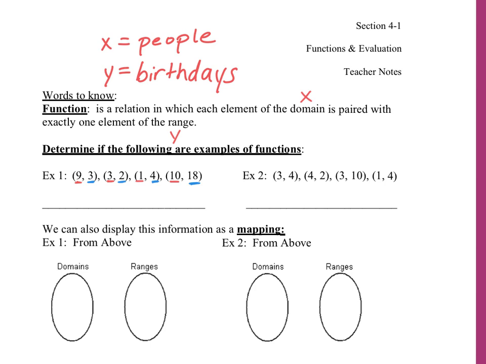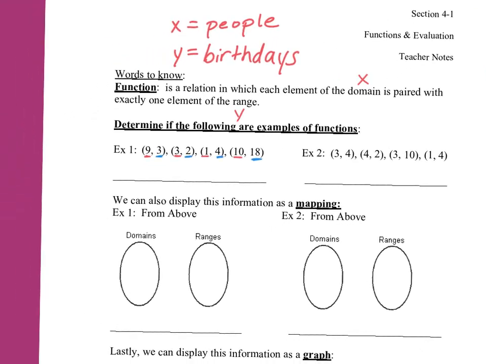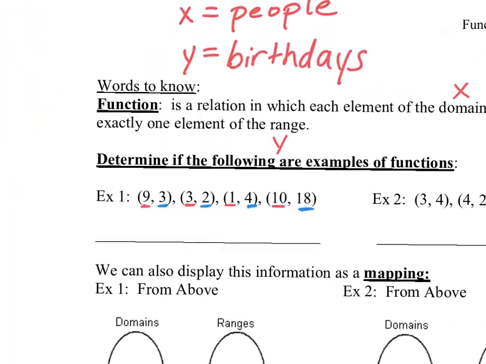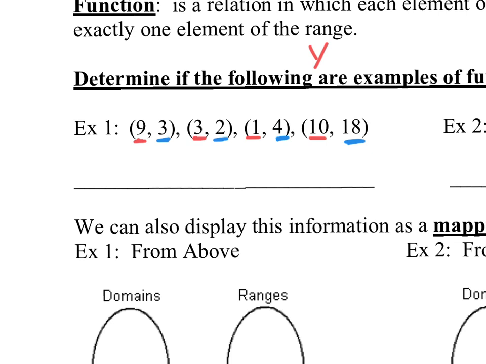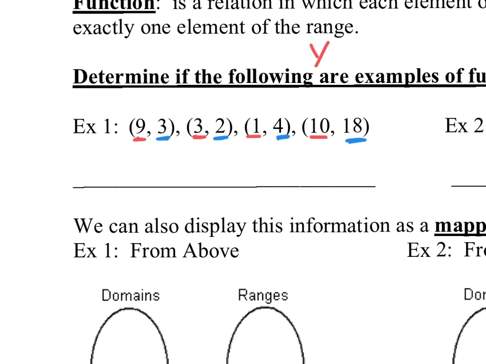Back to what we're talking about though. I can't have two birthdays, okay? No. So, when we go to these examples, do any of those x's repeat? No. No. So therefore this is a function, okay? Because there's not one person that's got two birthdays.